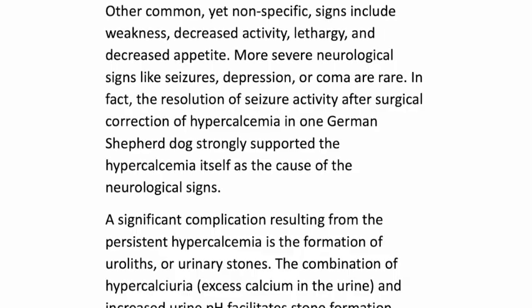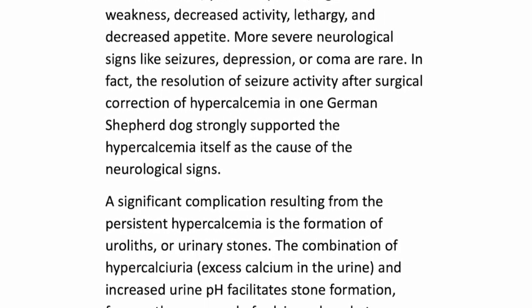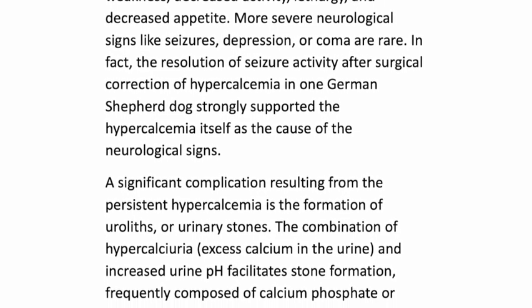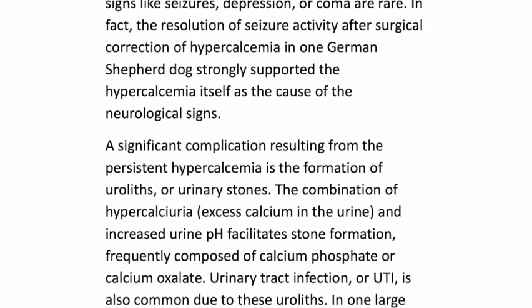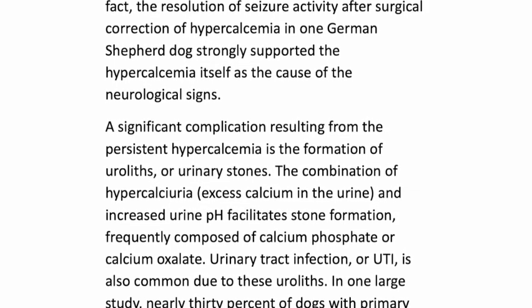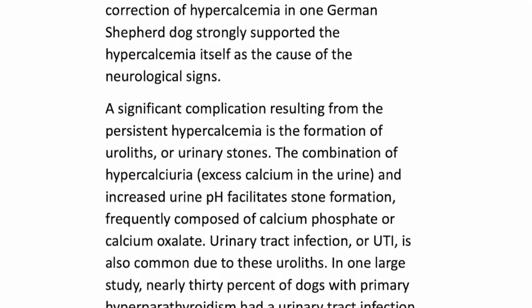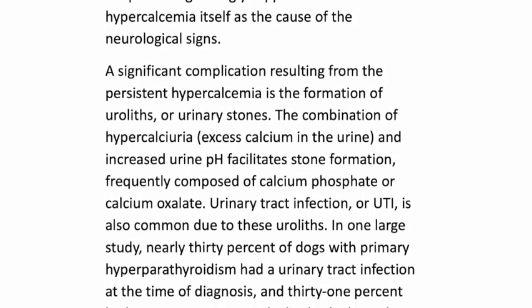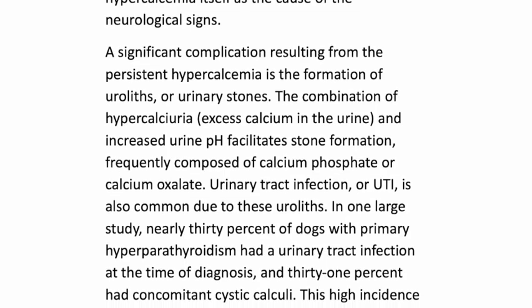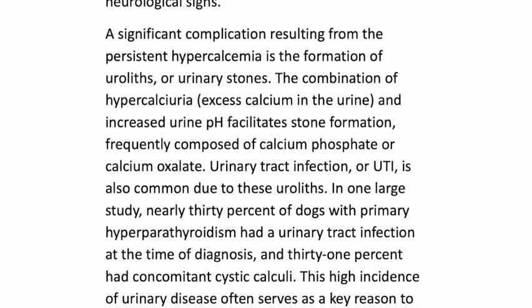More severe neurological signs like seizures, depression, or coma are rare. In fact, the resolution of seizure activity after surgical correction of hypercalcemia in one German Shepherd dog strongly supported the hypercalcemia itself as the cause of the neurological signs. A significant complication resulting from the persistent hypercalcemia is the formation of uroliths, or urinary stones.